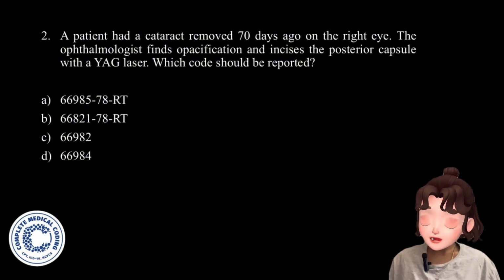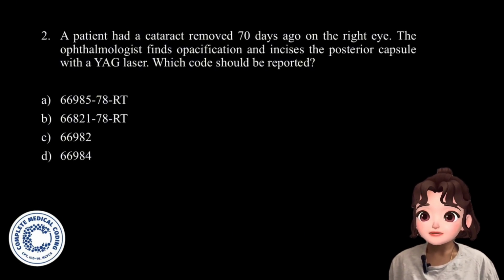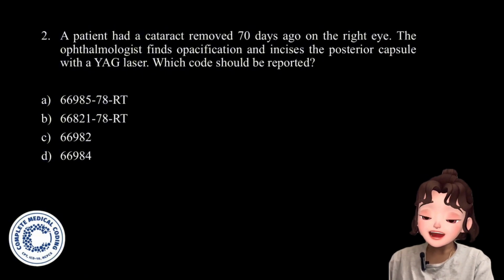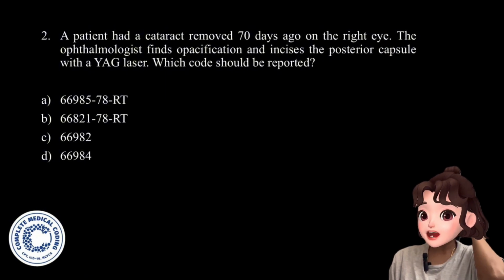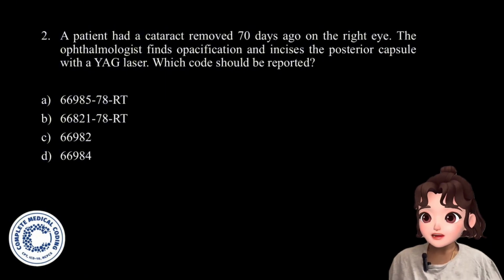Now moving to the second question. A patient had a cataract removed 70 days ago on the right eye. The ophthalmologist finds opacification and incises the posterior capsule with a YAG laser. Which code should be reported? So here cataract removal is the procedure on the right eye.